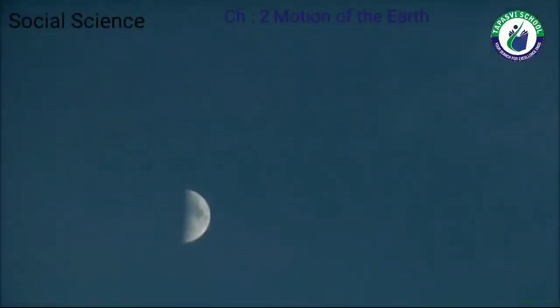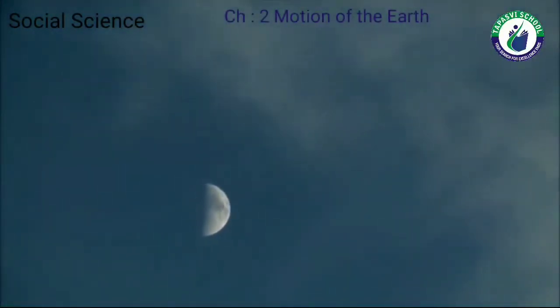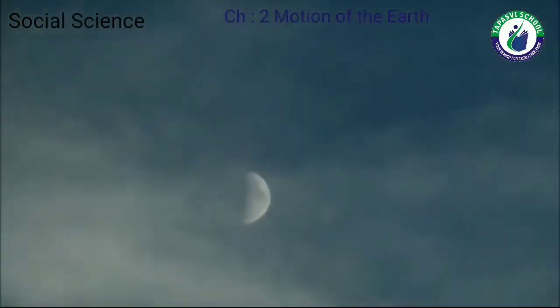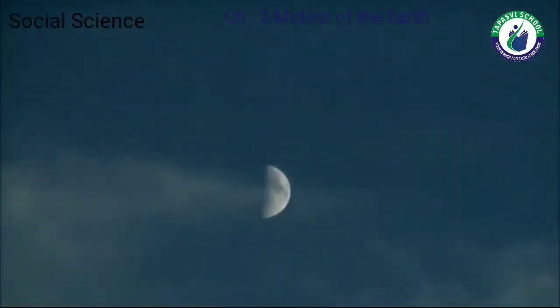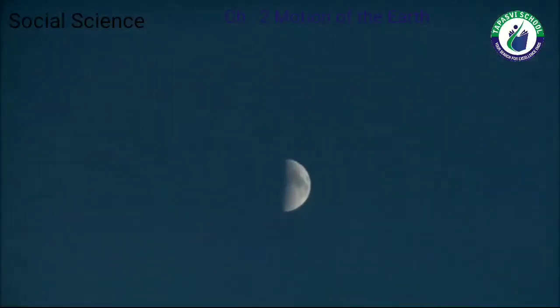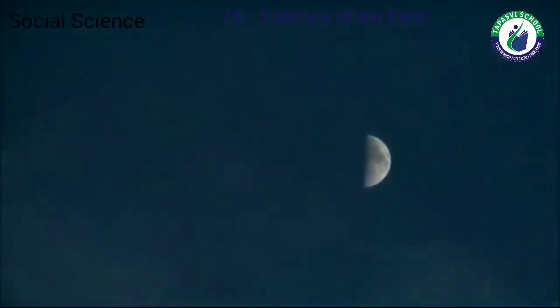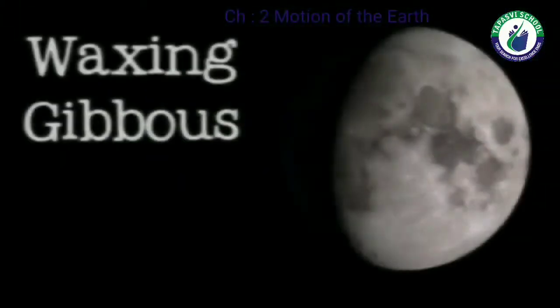The first quarter moon is sometimes called the half moon because it appears to us that half of the moon is illuminated, but it is called first quarter because the moon is 1/4 of the way through its cycle. As the days pass, the moon continues to grow, soon entering its next phase, the waxing gibbous.